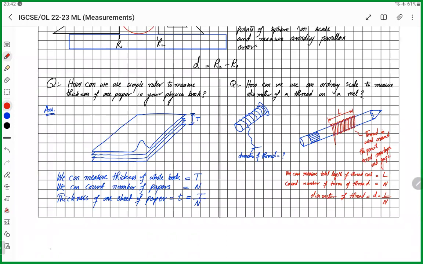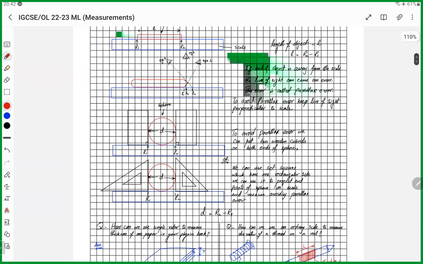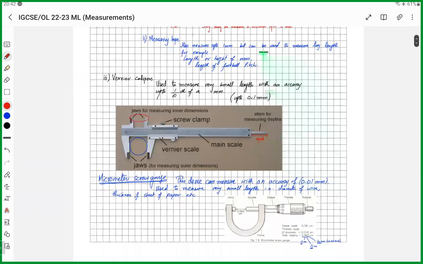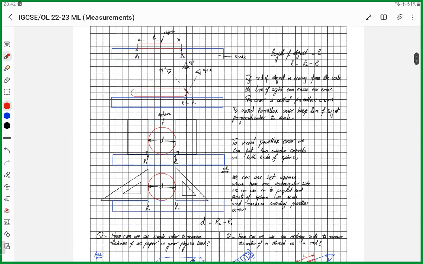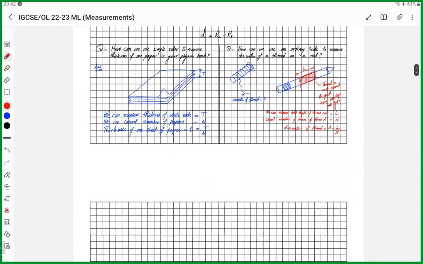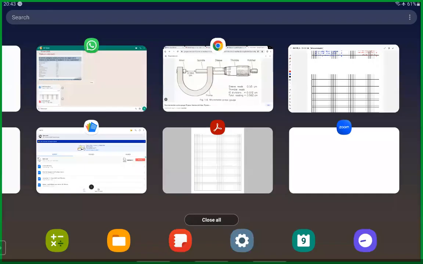These kinds of questions are very common in exams, and this is how we measure length. In tomorrow's lesson, we will be discussing how to measure mass, then time and volume. Then this topic will be complete. At the end, we will do some past paper questions. This is it for today. See you people tomorrow.